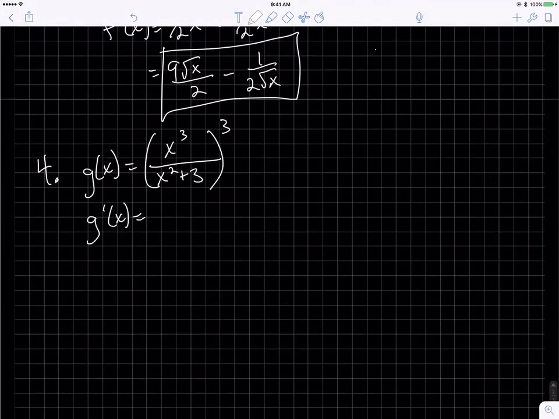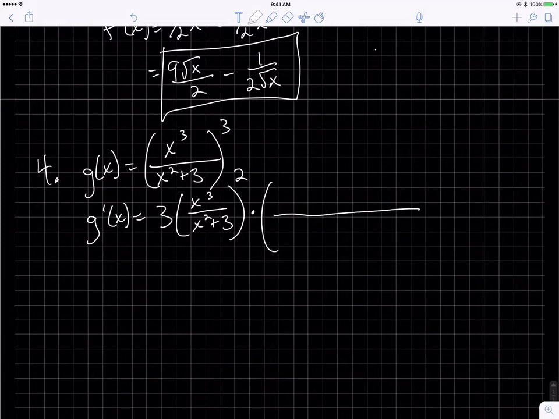This is a chain rule, so the outer function is x cubed. The inner function is x cubed over x squared plus 3. So I've got the 3 comes down, I recopy the inner function, reduce the power to 2. Now it's got to be times the derivative of the inner function, which is now a quotient rule.